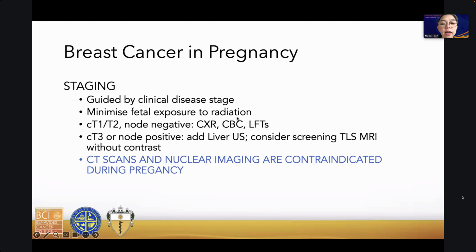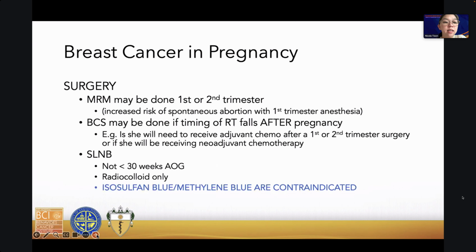For our staging, it's usually guided by clinical disease stage, and we want to minimize fetal exposure to RT. So for early cancers, X-ray and metabolic panel is enough. More advanced cancers, we add on a liver ultrasound, and we may consider screening with the thoracolumbar spine MRI without contrast. CT scan and nuclear imaging are contraindicated during pregnancy.